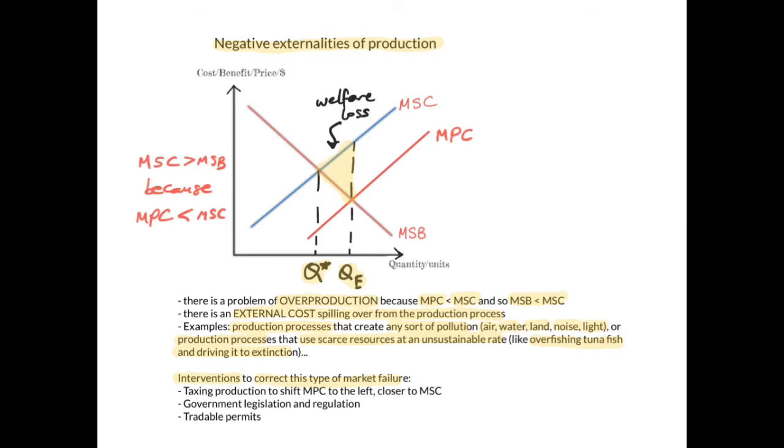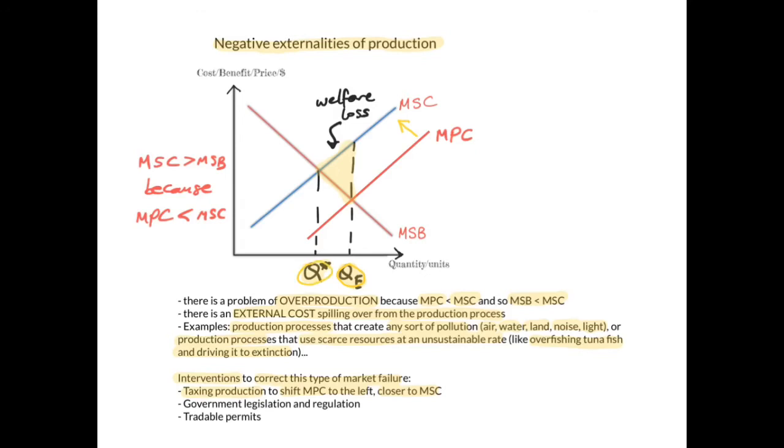Well, the government could tax the production of this good or service, which would shift the MPC curve to the left, bringing it closer to the MSC. If the MPC curve shifts to the left, this would bring the equilibrium quantity somewhat closer to the optimal quantity.